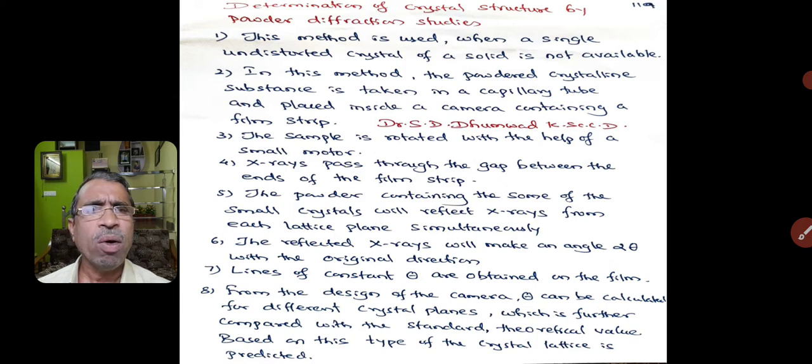From the design of the camera, theta can be calculated for different crystal planes, which is further compared with the standard theoretical values. Based on this, the type of the crystal lattice is predicted. So, in the last method, we calculate theta, and the remaining procedure is the same as I have explained in the rotating crystal method.